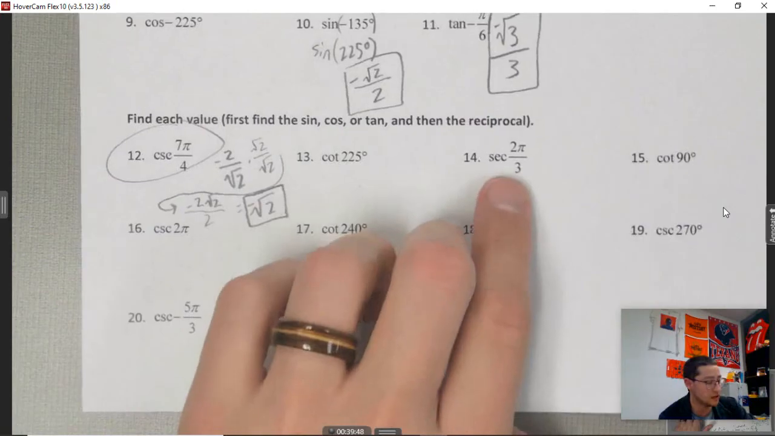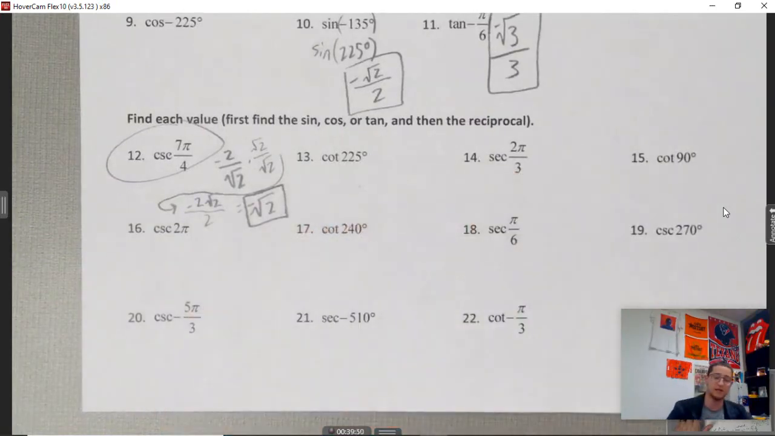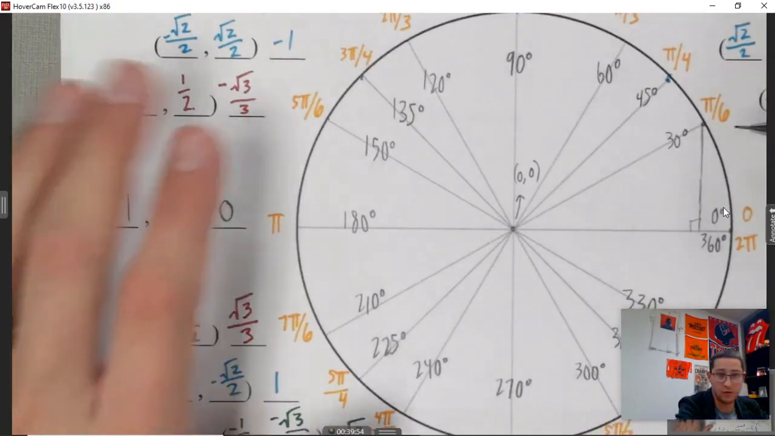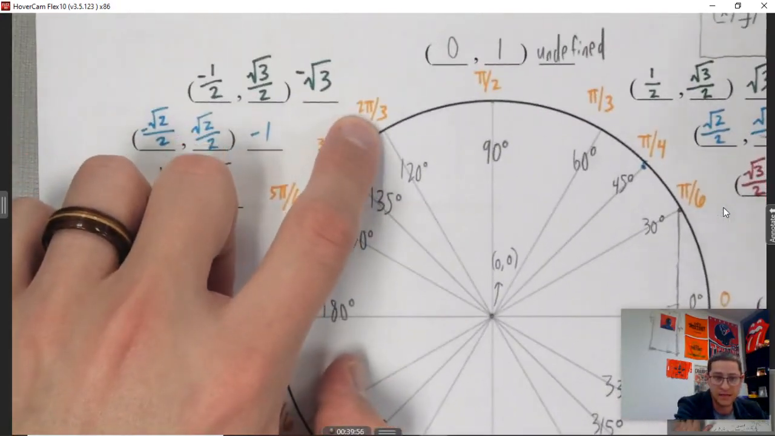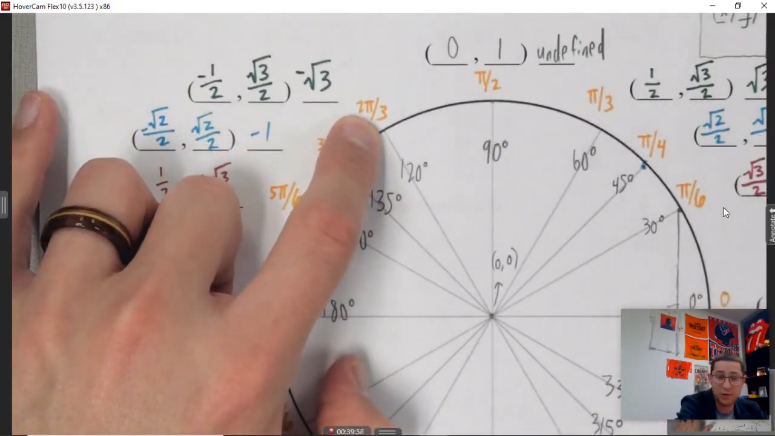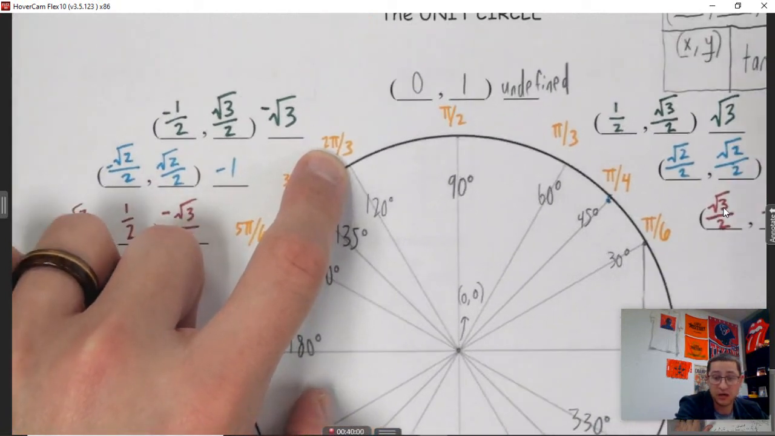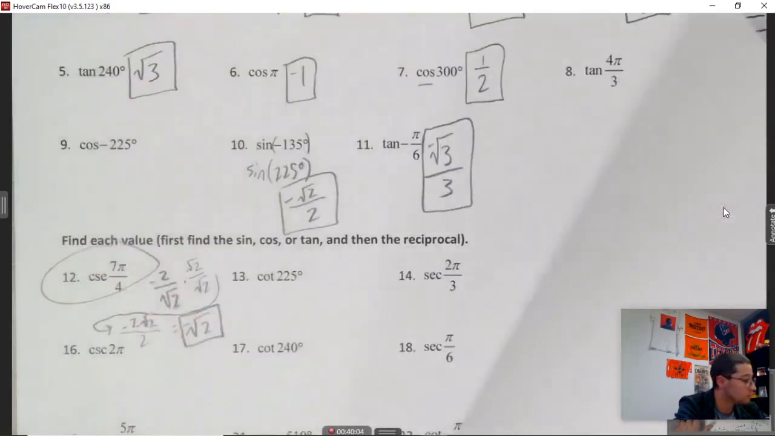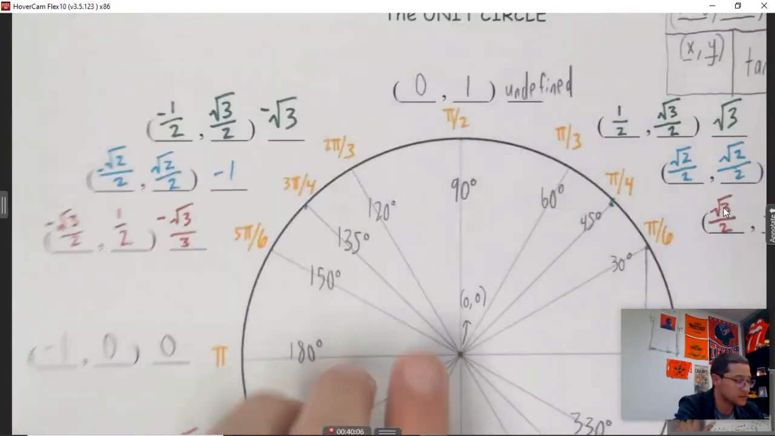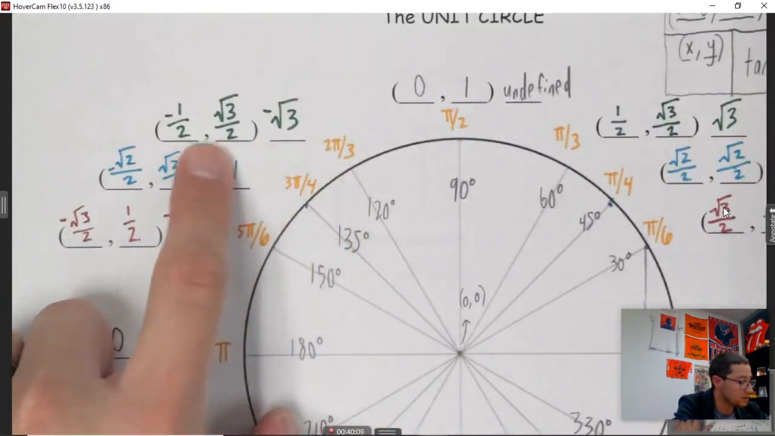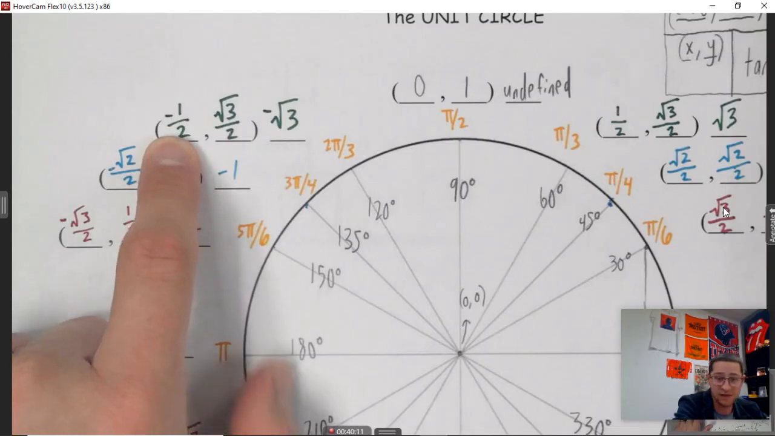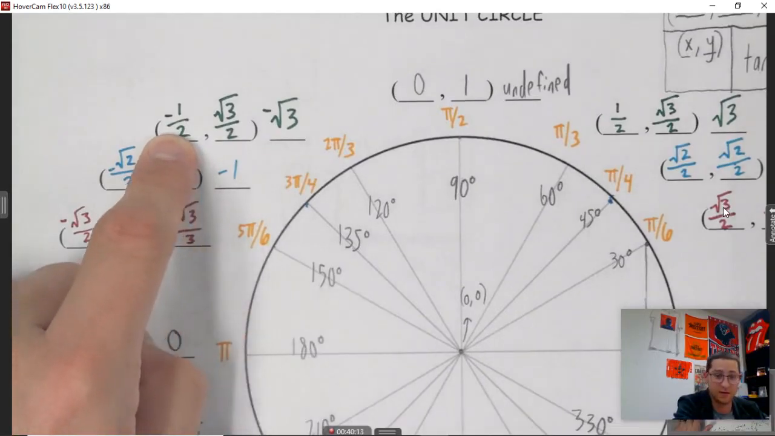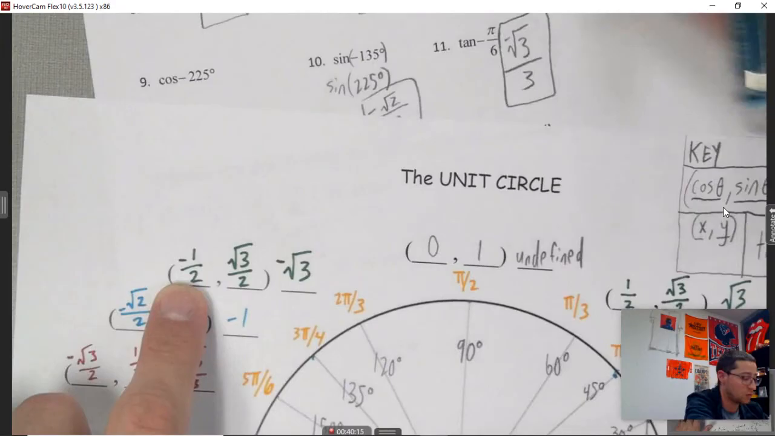Okay, so let's do secant of 2 pi over 3. So here we go. 2 pi over 3, where's that? That's here. Okay. Secant, well, which one corresponds to secant? Cosine corresponds to secant. Okay. So here we are. My cosine is negative 1/2. This one's a little bit easier, right? Because we found the corresponding one.